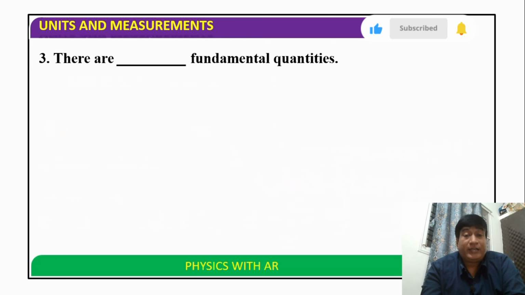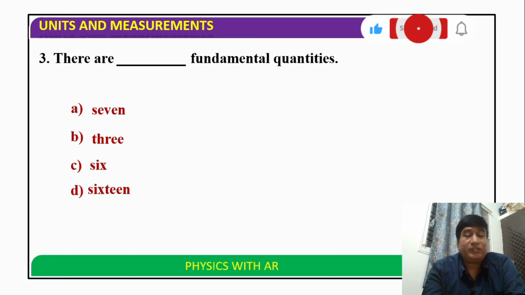There are dash fundamental quantities. I think you can tell by seeing the answer: there are 7 fundamental quantities, along with that 2 supplementary physical quantities. Then how many derived quantities? N number of derived physical quantities.